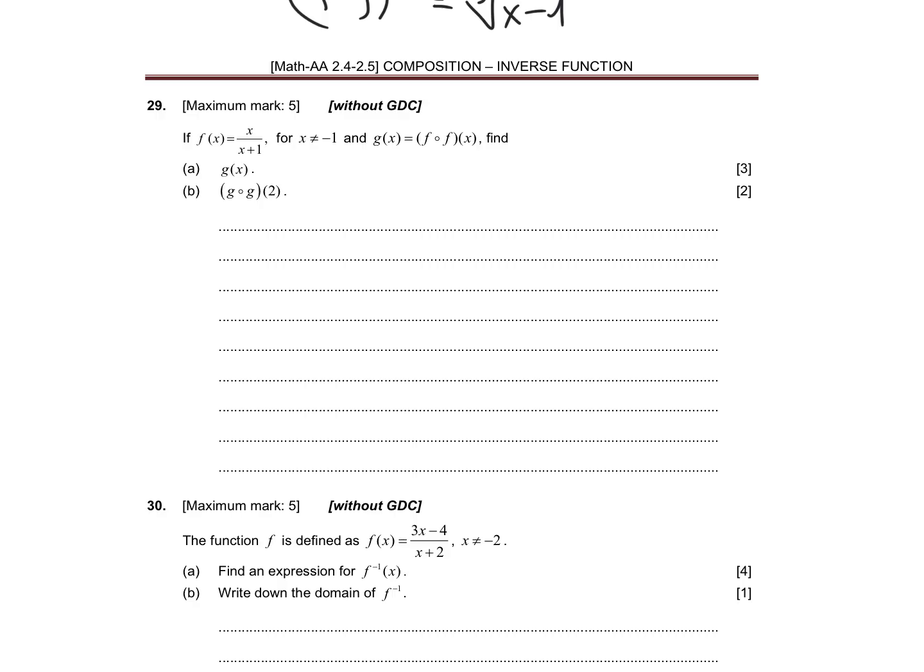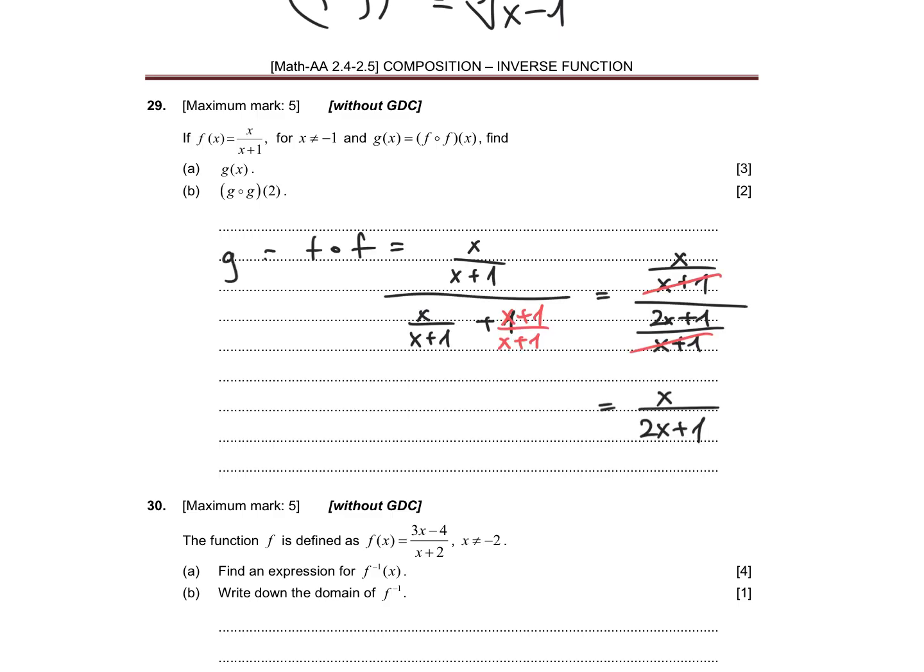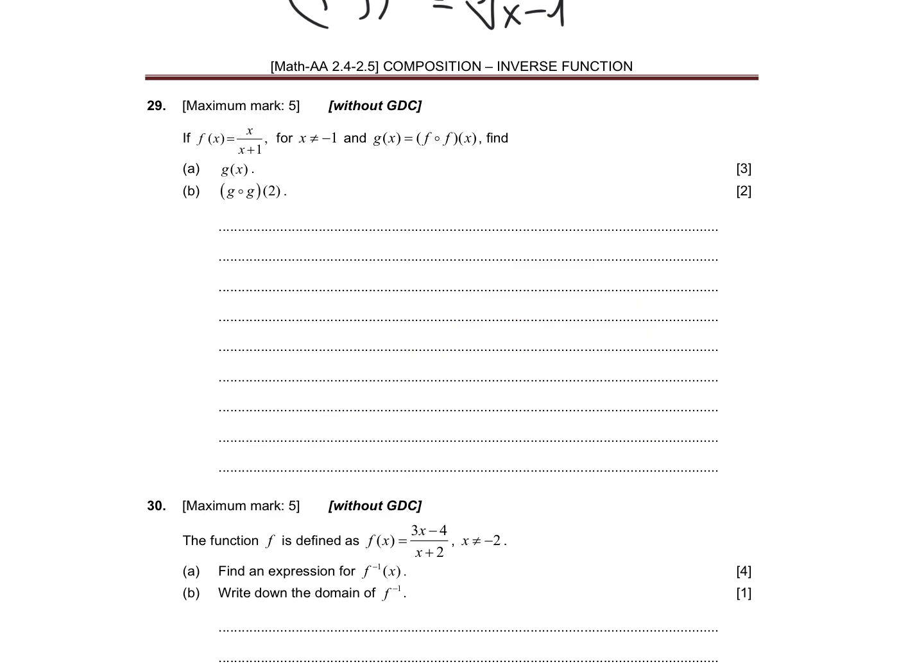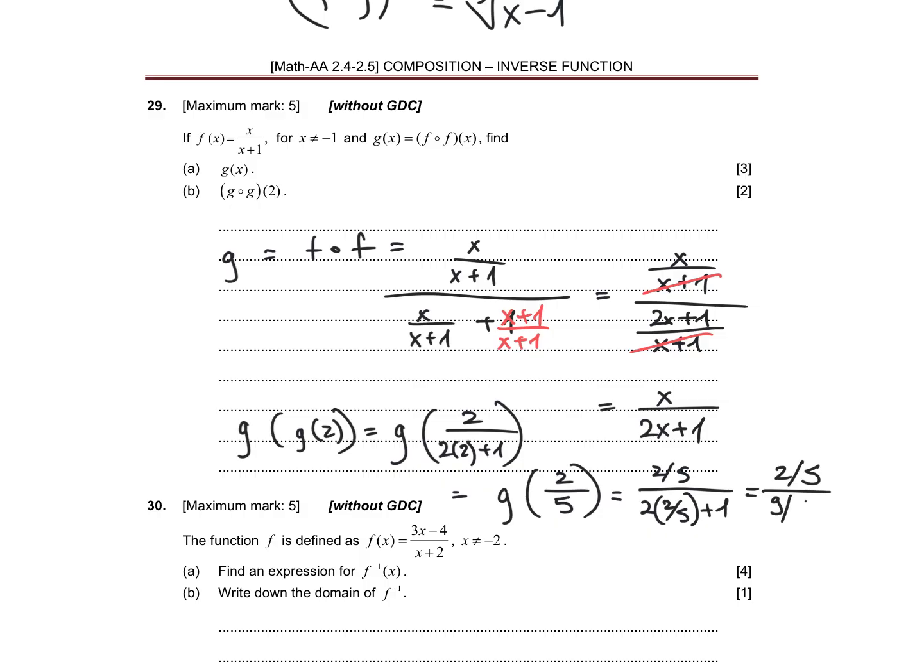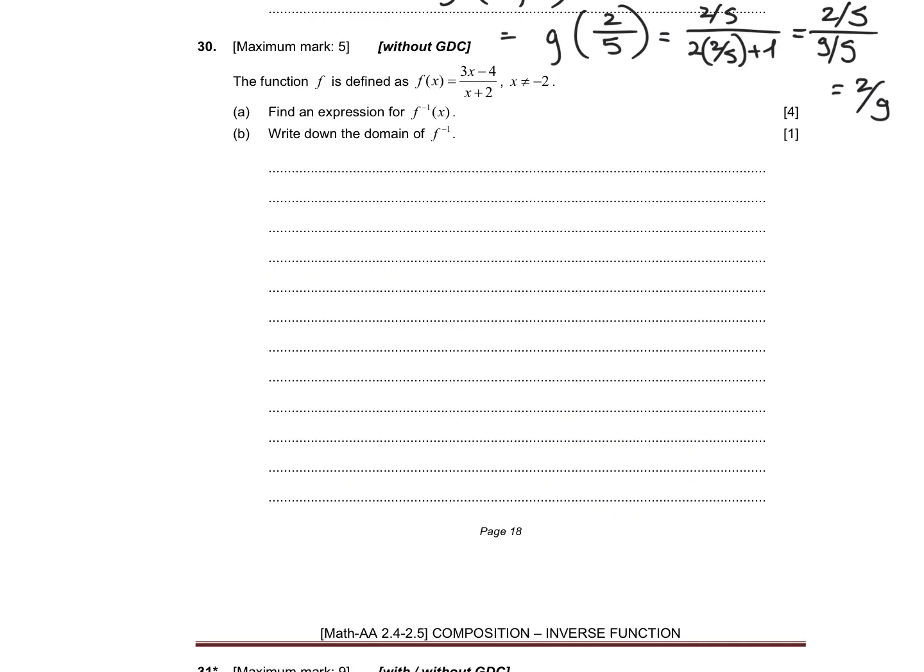So now we want g of 2. So if we want g of 2, we're going to have g of 2 over (2 times 2 plus 1), which is g of 2/5. So we substitute that back into our g function. So (2/5) over (2 times 2/5 plus 1). So that's 2/5, and that's 4/5 plus 1, which is 5/5, 9/5. So it should be 2/9.